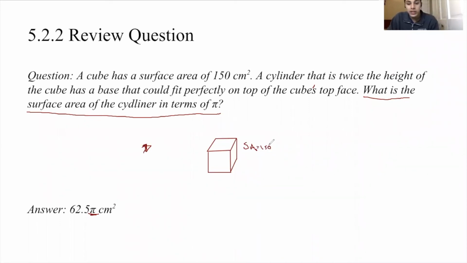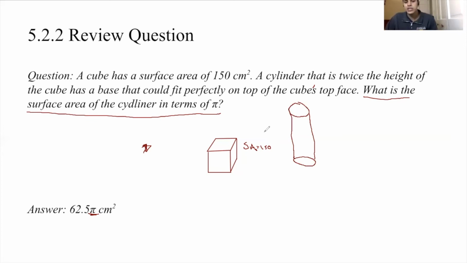A cylinder that is twice the height of the cube has a base that could fit perfectly on top of the cube's top face. So now we also are talking about a cylinder in this question. And if it's twice the height, I'm going to do my best to roughly draw a cylinder that's twice the height of this cube, right? A cylinder that's twice the height. And I know this isn't a perfect cylinder, but I'm doing my best. And it says it has a base that could fit perfectly on top of the cube's top face.